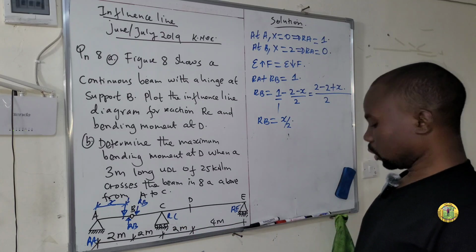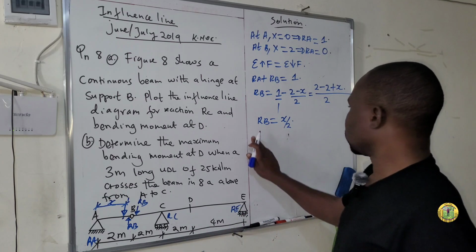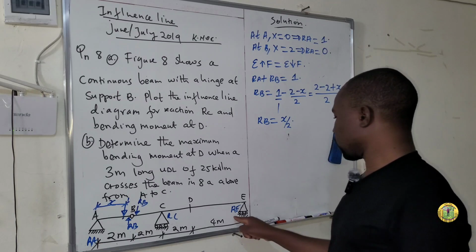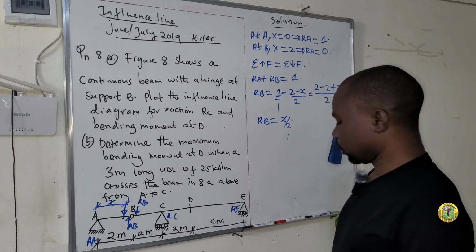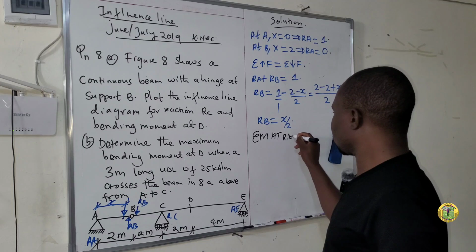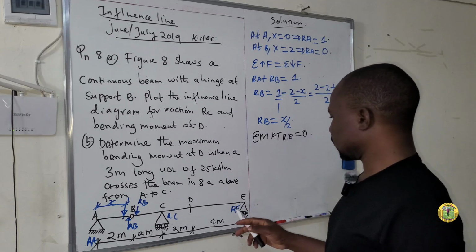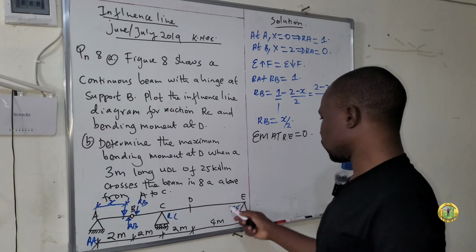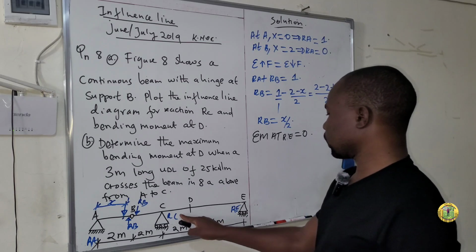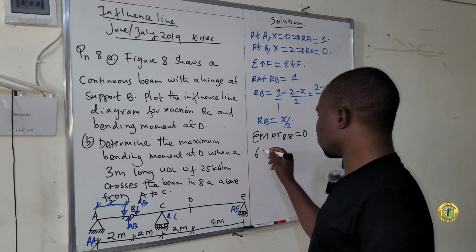And let's now sum moment about RE, so that we can get RC. Summation of moment at RE is equal to 0. RA is moving in clockwise direction, as you can see. So we have RC times the distance from RC to RE, which is 2 plus 4, that is 6. So we have 6 RC.